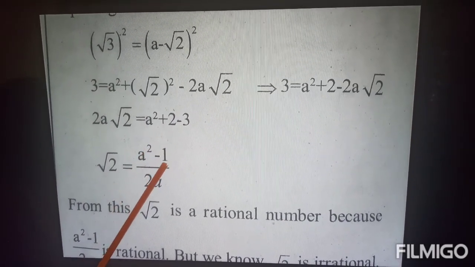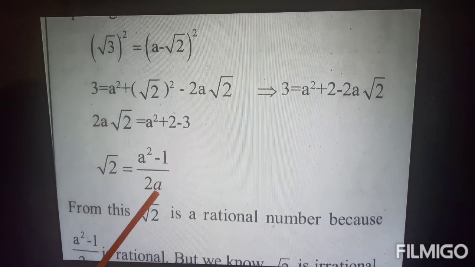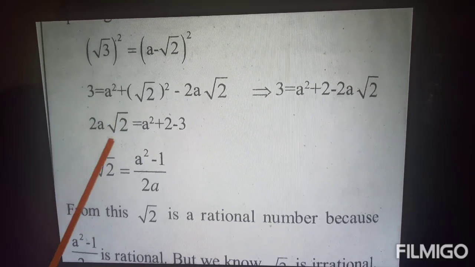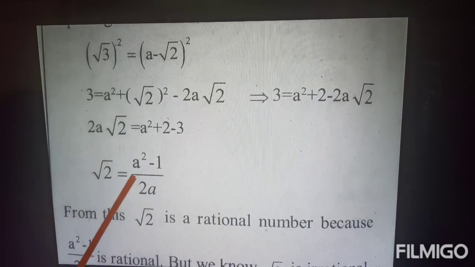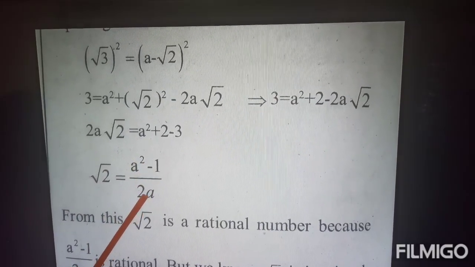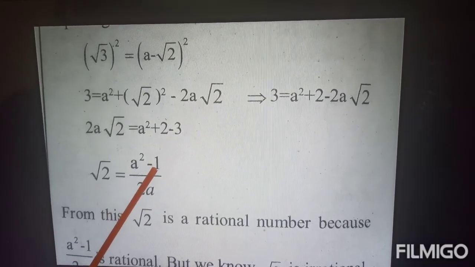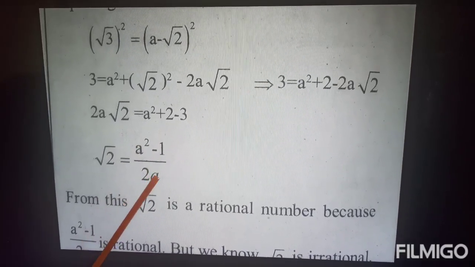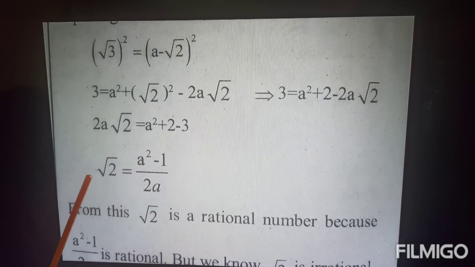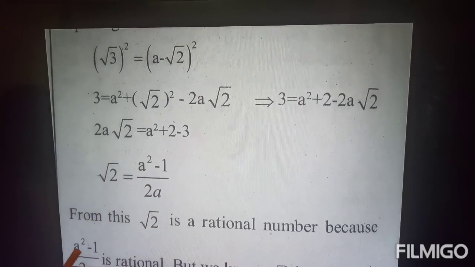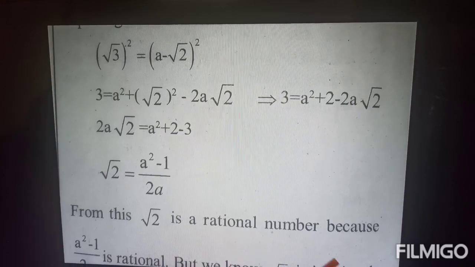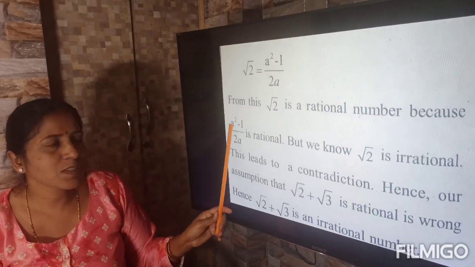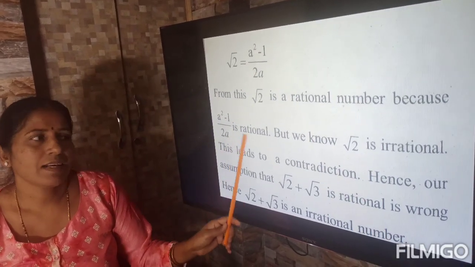So a square minus 1, then this 2a I take to the right side. Coefficient only I keep on the left side, root 2. 2a goes down. Then root 2 equals a square minus 1 divided by 2a. This is a rational number. If this is a rational number, then root 2 is also a rational number, because this right side part, a square minus 1 by 2a, is a rational number.